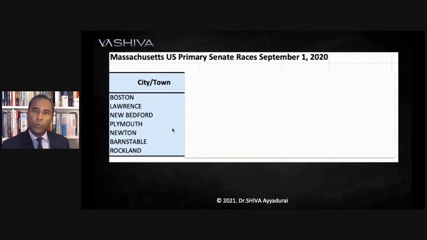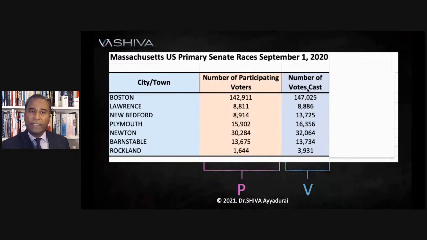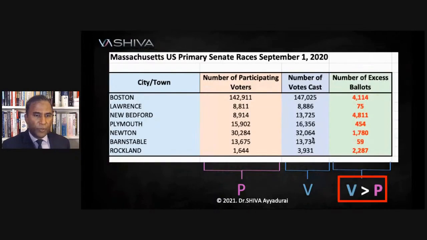And what I shared was, when I knew that they committed election fraud with me in Massachusetts, I went to a sampling of various towns, here are those, for example, 7 towns, and I asked the actual names of the people who voted, which is called P, the participating voters. So, for example, in Boston, 142,911 people voted. In Newton, 30,284 people actually voted. Then I looked at the actual ballots cast. In Boston, 147,025 ballots cast, and in Newton, 32,064.